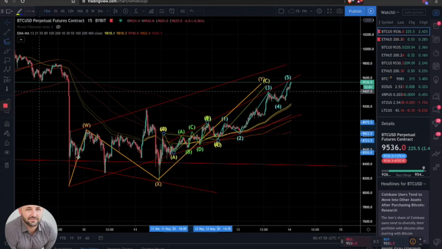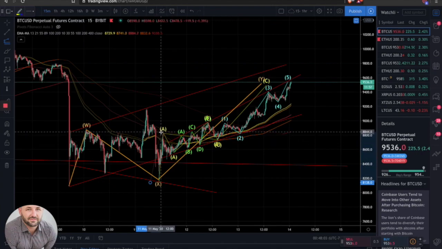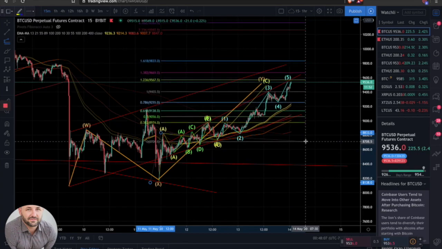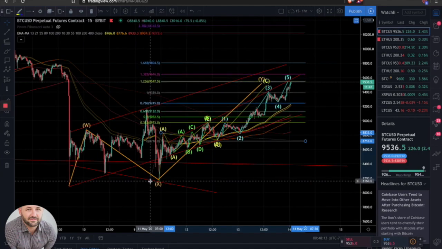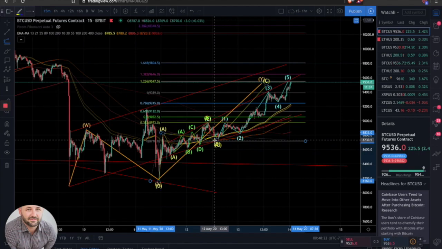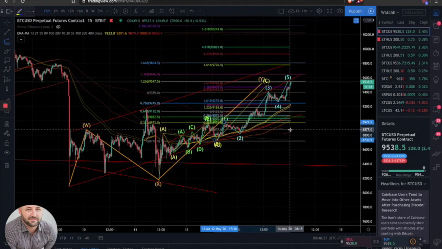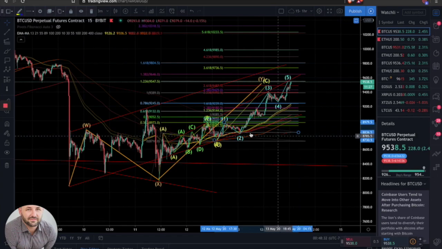Now, if we pull the extensions for this move here, let's tighten these up a little bit. Right where we're at now is pretty nice. It hits the 1.236 as a corrective extension. Even if you take the measurement from this wave 1 back down to the 2, it does look a little overextended.